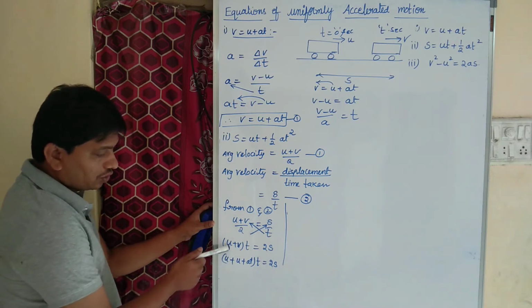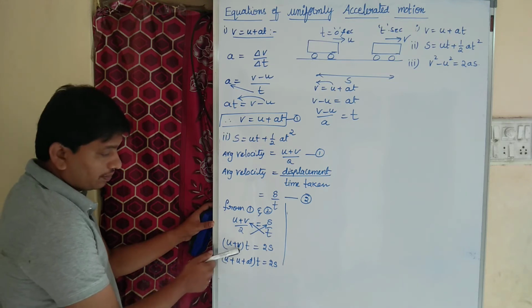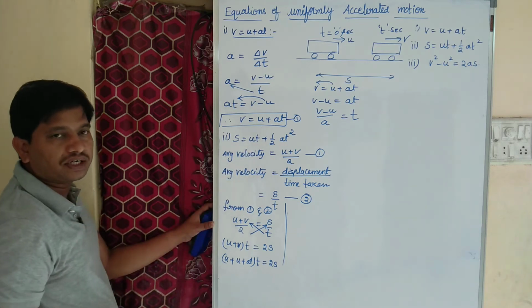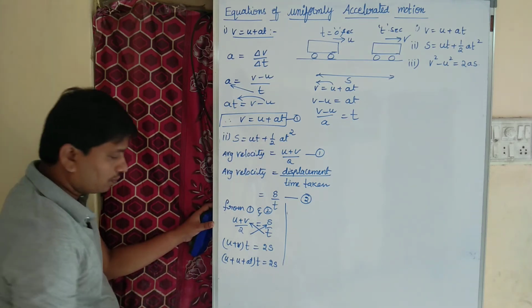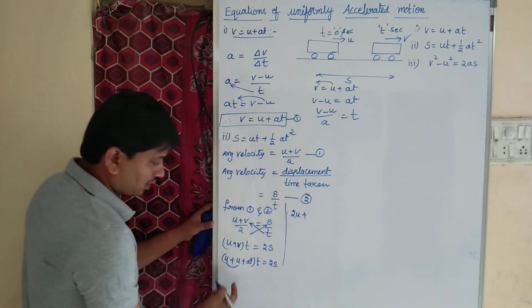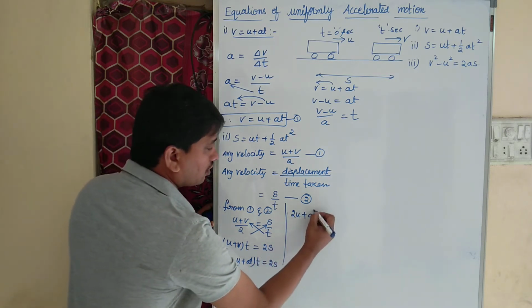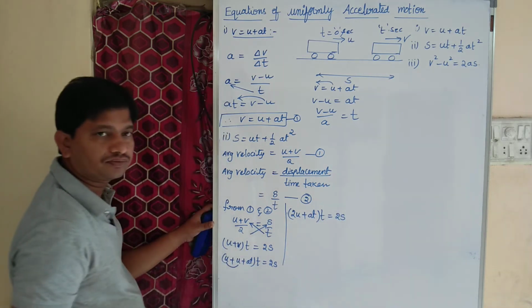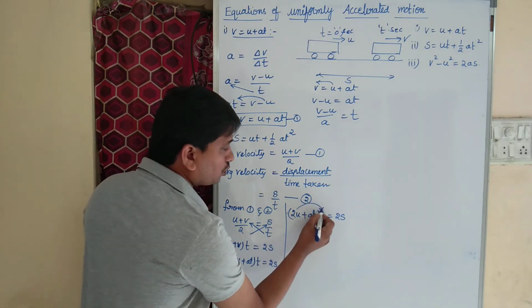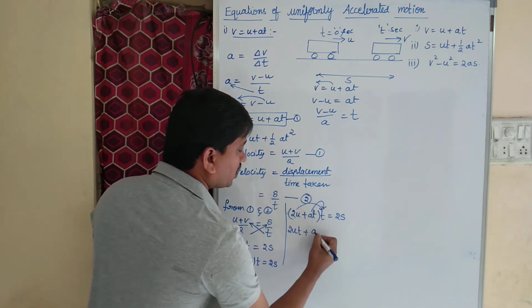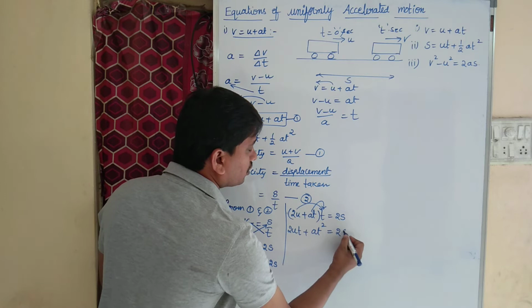What we did here, children: u, as it is, I wrote. In place of v, I wrote u plus at, because we know v equals u plus at. Now u plus u is 2u, plus at, into t equal to 2s. So now let us multiply 2u into t, 2ut, plus at into t, at square, equal to 2s.